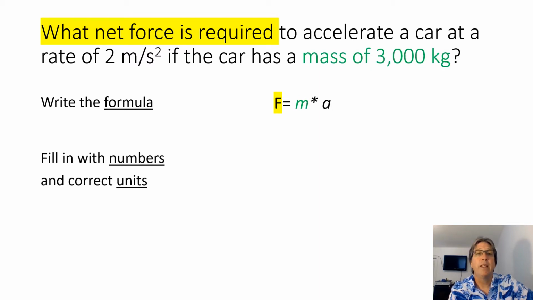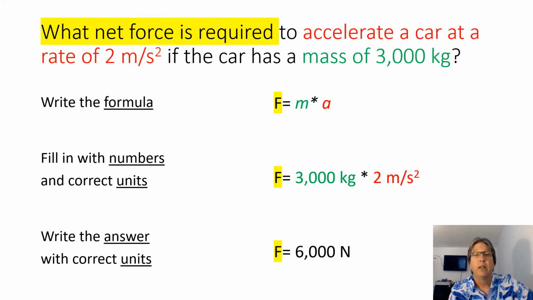Next, let's look at filling in. We know that mass in the problem is 3,000 kilograms. So we have mass is 3,000 kilograms. That leaves us one more thing to fill in. Acceleration. Acceleration is given in the problem as 2 meters per second squared. So we write that in. Now all we have to do is multiply to find the answer. 3,000 times 2 is 6,000. And of course, kilograms times meters per second squared is a newton. So our answer is 6,000 newtons.